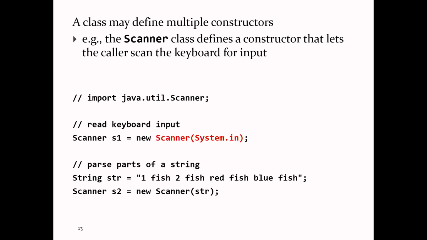There's the example of the scanner again. So here's the scanner. This one has a constructor that takes in what's called a standard stream, and there's a constructor that takes in a string. So this is just showing you that you can have many different constructors in the class.